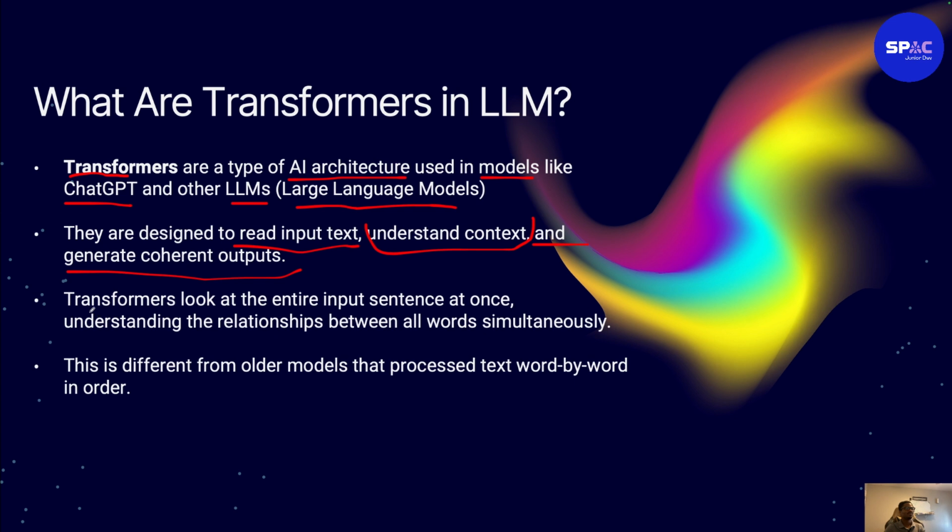All right, another point: a transformer looks at the entire input at once, so that it can understand the relationship between all the words. When you say the cat is running, the transformer looks at the words as a whole to understand the context of what we're trying to say. This is different from other models that process text word by word. Those AI models process sentences word by word, but they won't be able to understand the context. Transformers actually process the words as a whole.